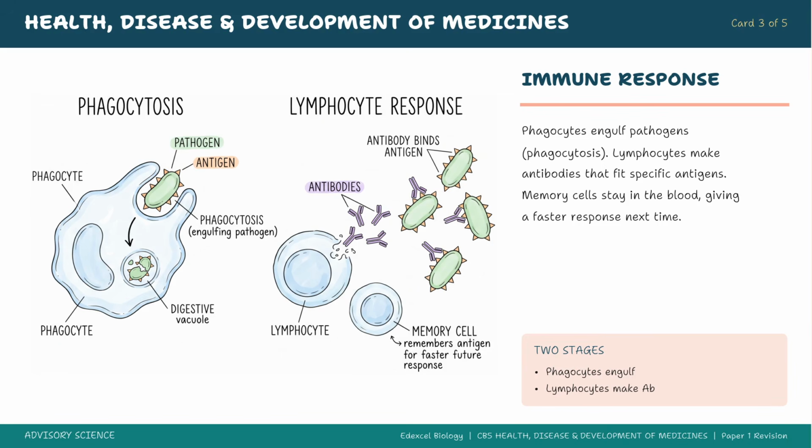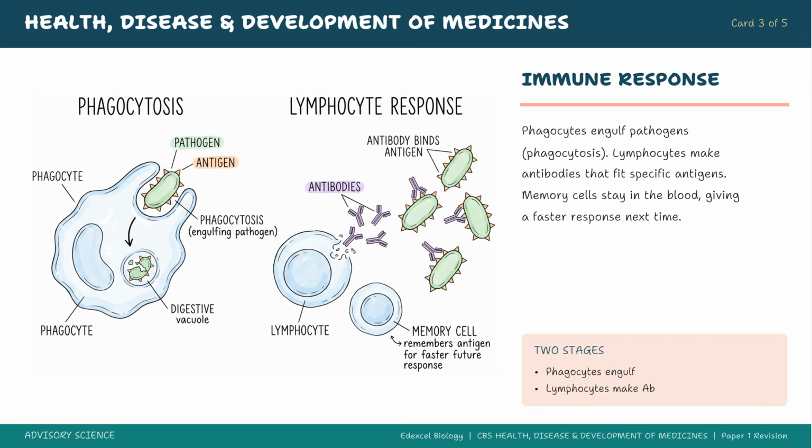The immune response. If a pathogen gets past the non-specific defenses, your white blood cells get to work. There are two main types and they do different jobs. Phagocytes engulf pathogens, basically eating them whole. Think of Pac-Man. And that process is called phagocytosis.